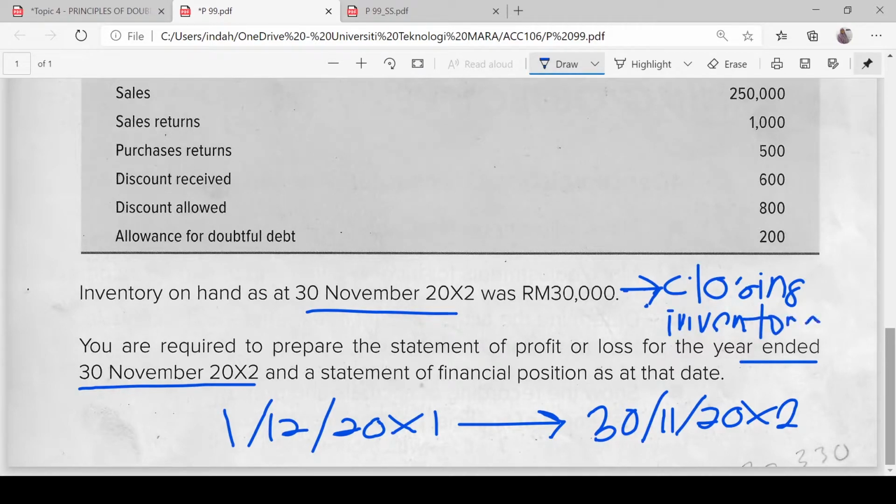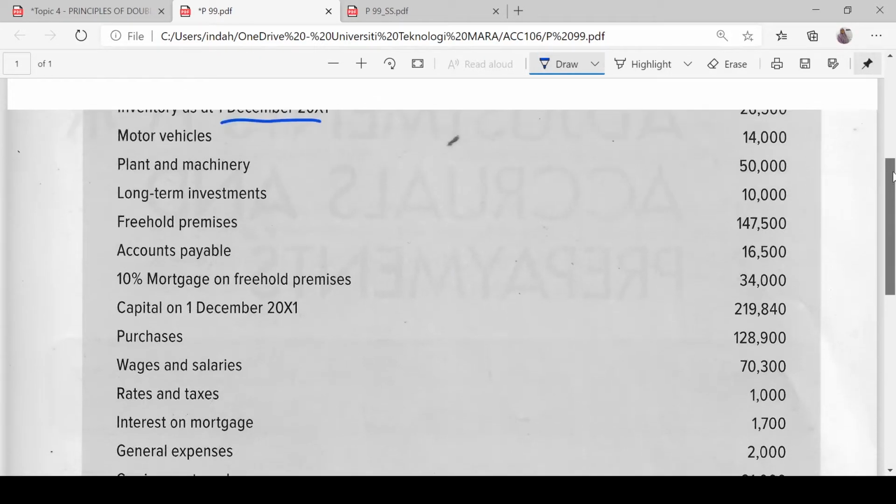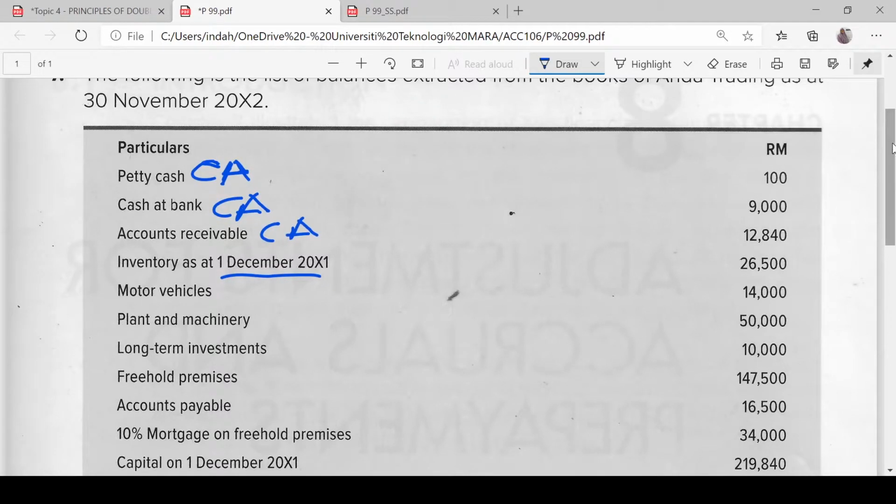Okay, so where do we show this closing inventory? In current asset. Other than that, we are also going to show this closing inventory in cost of sales. So let's go back to the opening inventory. The opening inventory here is not our current asset, but this is cost of sale.